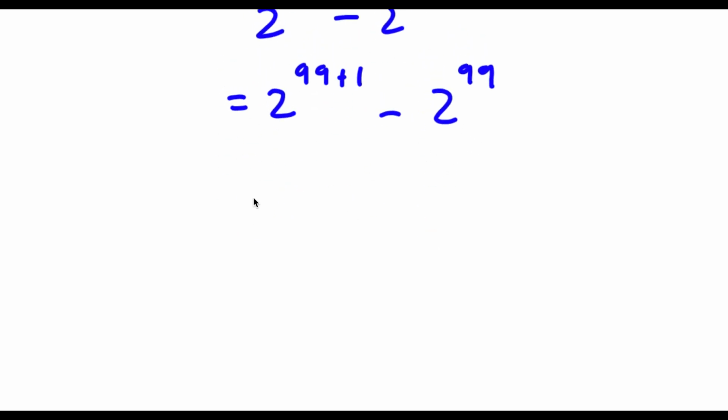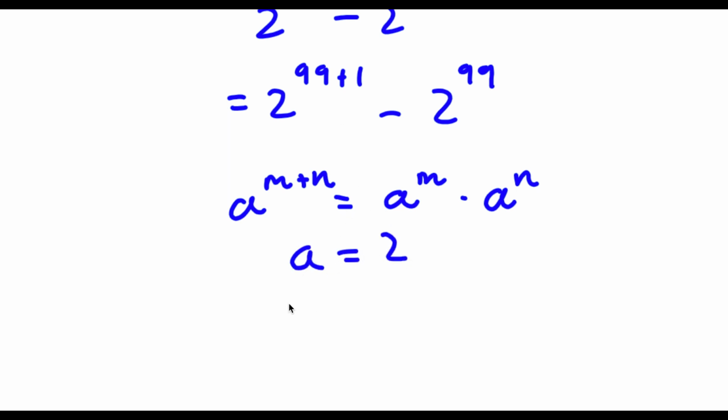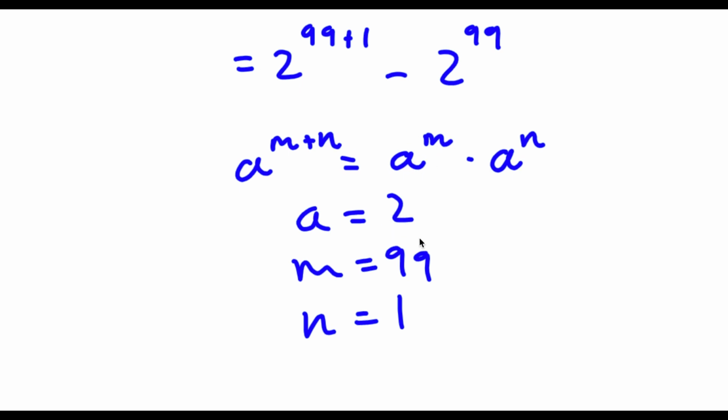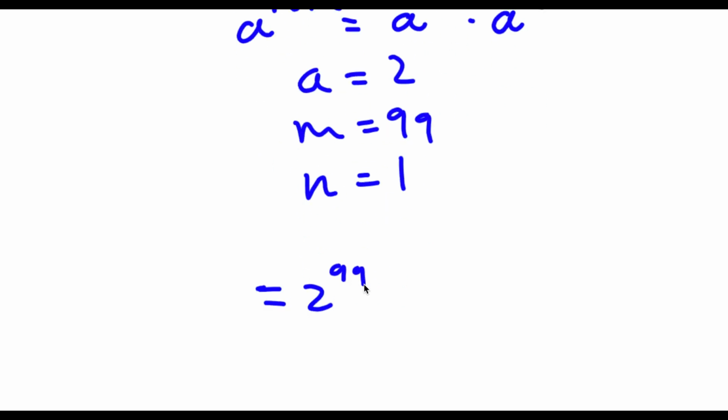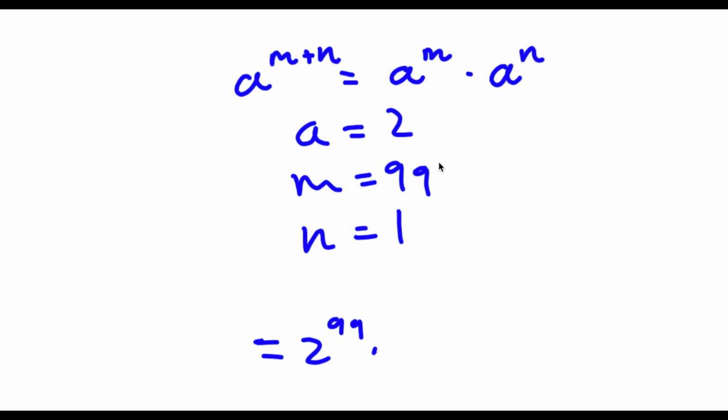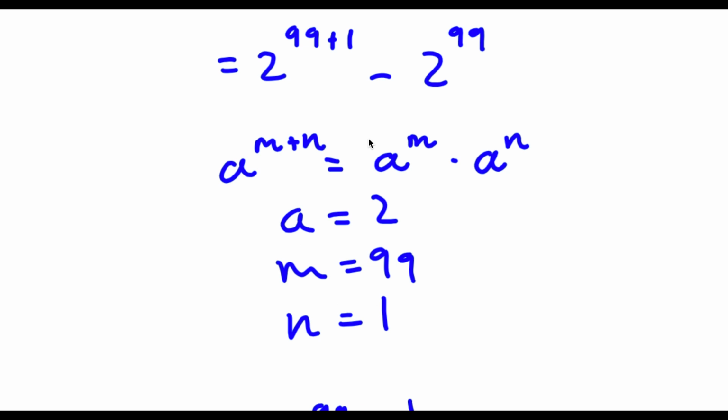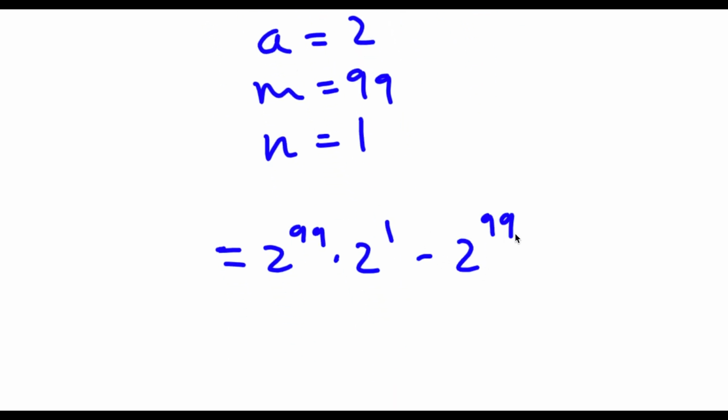Now, an important property of exponents is that if I have something in the form a to the power of m plus n, this is equal to a to the power of m times a to the power of n. So in this case, I have 2 to the power of 99 plus 1, and I can think of a here as 2, m here as 99, and n here as 1. So this will get me to a to the power of m, so 2 to the power of 99 times a to the power of n, so times 2 to the power of 1. And I have this minus 2 to the power of 99.